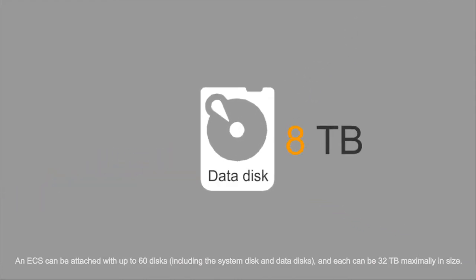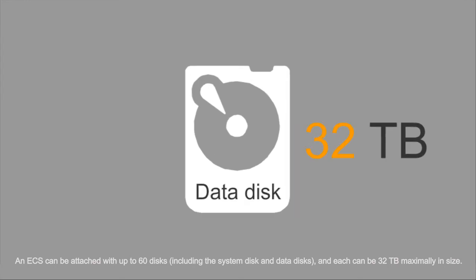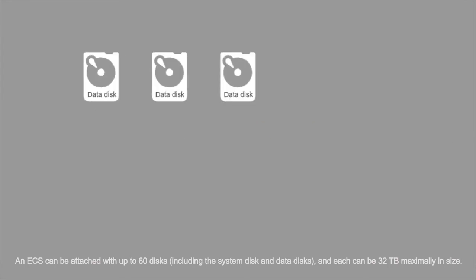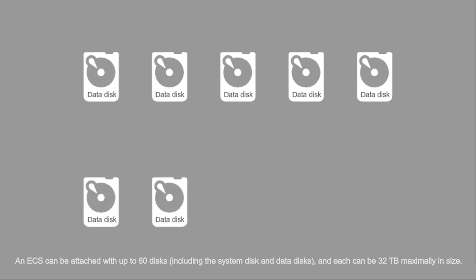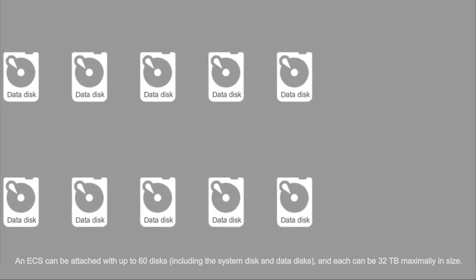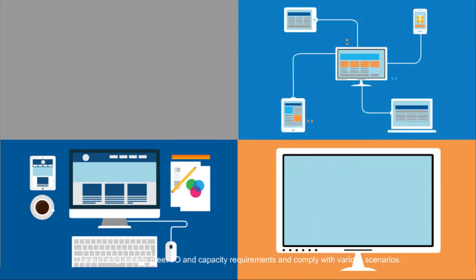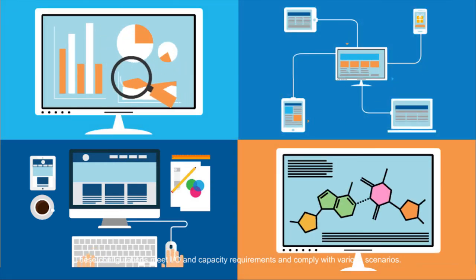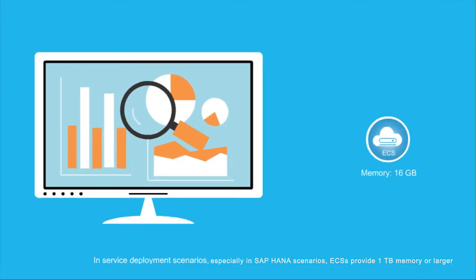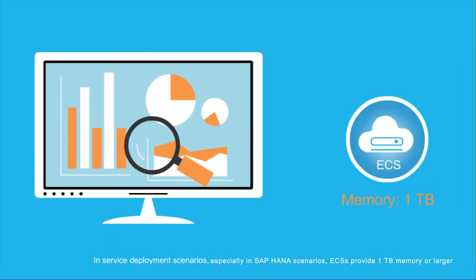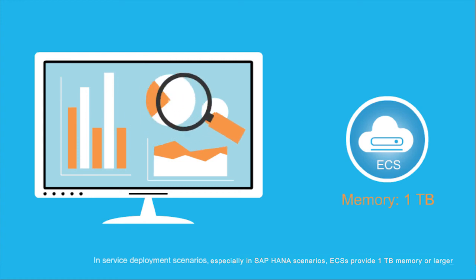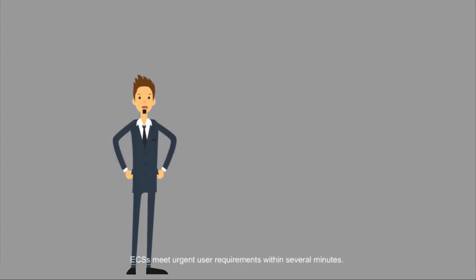An ECS can be attached with up to 60 disks, including the system disk and data disks, and each can be 32 terabytes maximally in size. These configurations meet I/O and capacity requirements and comply with various scenarios. In service deployment scenarios, especially in SAP HANA scenarios, ECSs provide 1 terabyte of memory or larger.